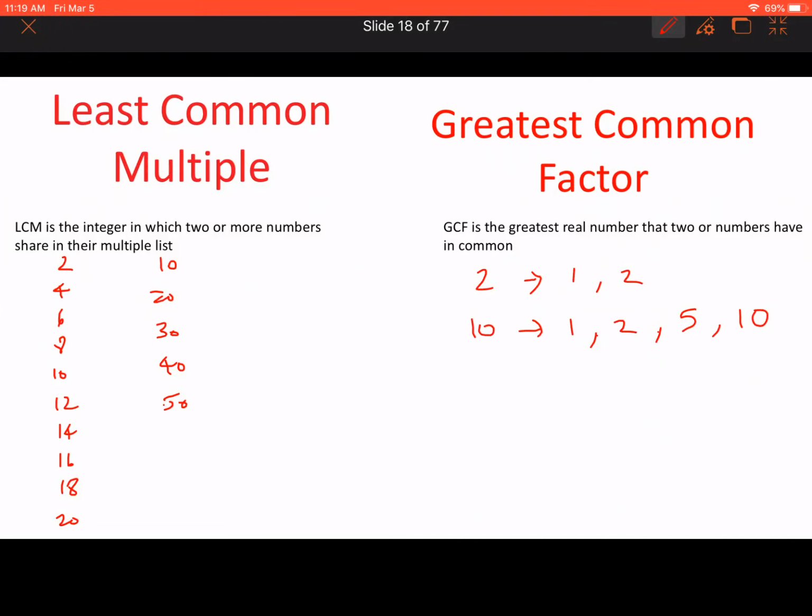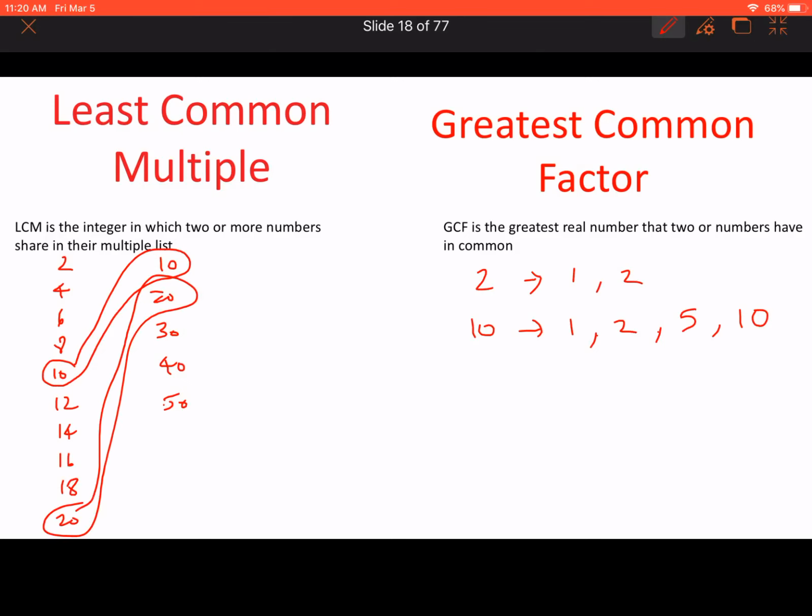As a part of the number sense series of word problems, today we are going to learn about least common multiple and greatest common factor, or highest common factor. As per the definition, LCM is the integer in which two or more numbers share in their multiple list. So we have listed the multiples of 2 here and also 10, and we are able to see the common multiples 10 and 20.